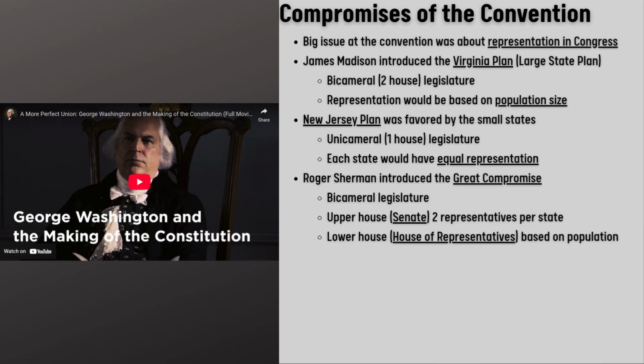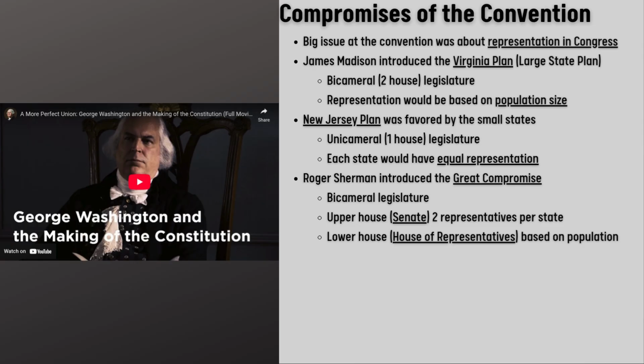In contrast, smaller states favored the New Jersey Plan. This plan suggested a unicameral legislature with equal representation for each state, ensuring that smaller states had an equal voice. Finally, Roger Sherman presented the Great Compromise, a pivotal moment in our history. It established a bicameral legislature with the Senate giving 2 representatives per state, and the House of Representatives based on population. This balanced approach allowed both large and small states to agree on a fair representation system.